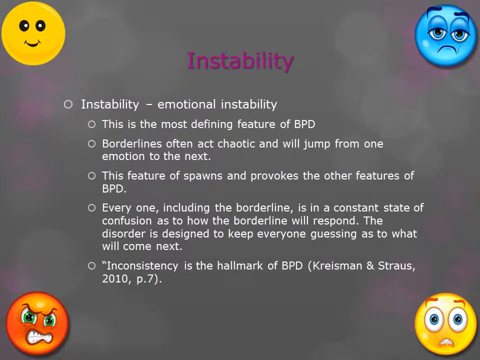Continuing with further explanation of the symptoms, the first and most defining symptom or feature is instability, specifically emotional instability. Borderlines are recognized as unstable due to their often chaotic actions. Instability also provokes the other features of BPD. Everyone, including the borderline, is in a constant state of confusion as to how the borderline will respond to any given situation. The disorder is designed to keep everyone guessing as to what will happen next.